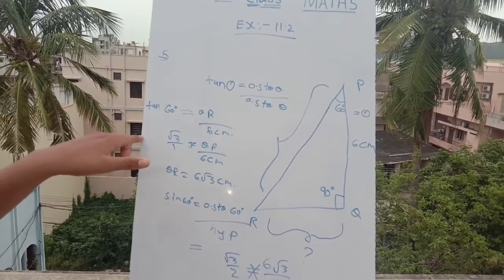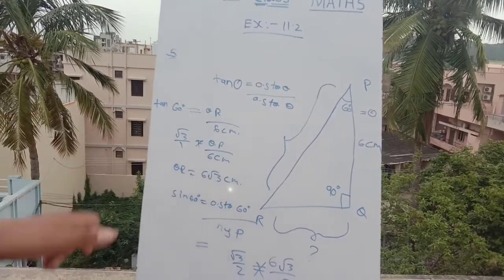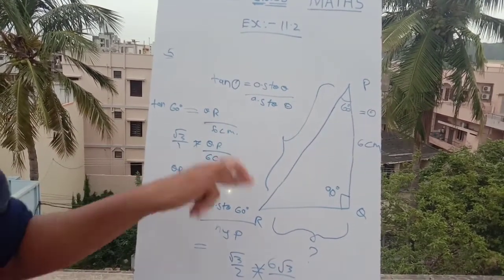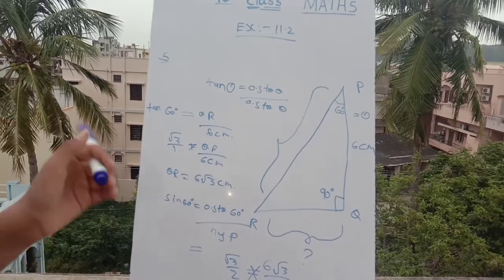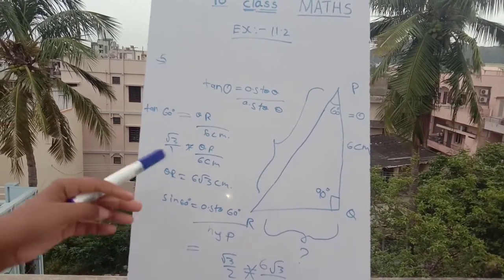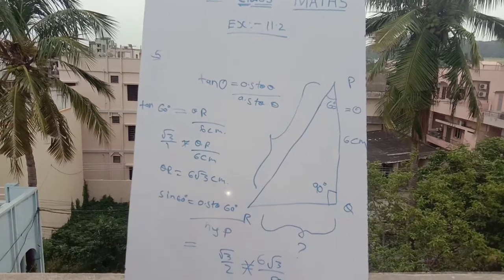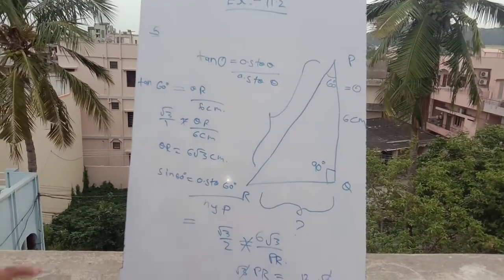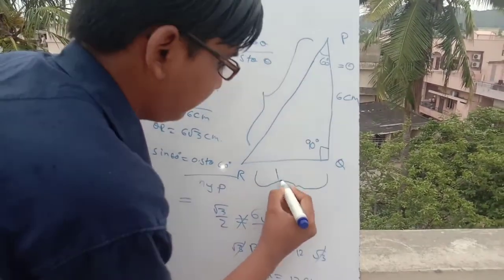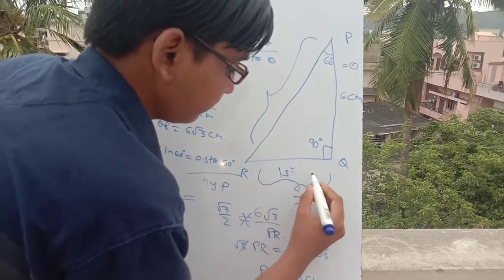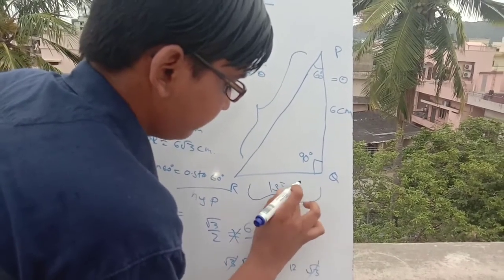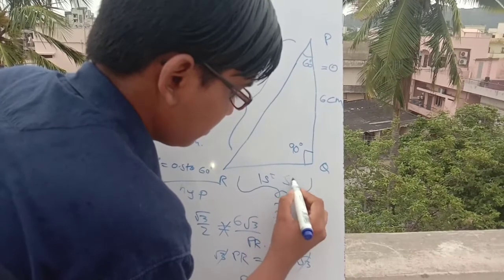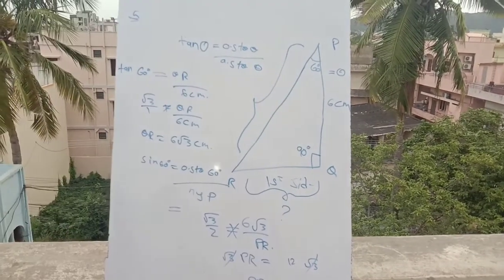We know tan 60 is equal to root 3. So root 3, we can also write as root 3 by 1, is equal to QR by 6. So by doing cross multiplication, we will get that QR is equal to 6 root 3 centimeters. So we have got this first side.